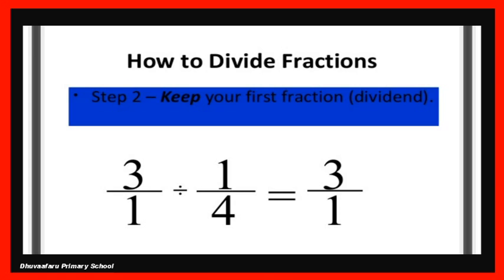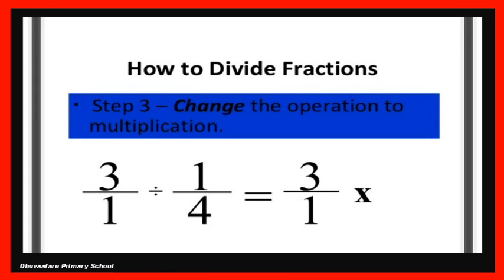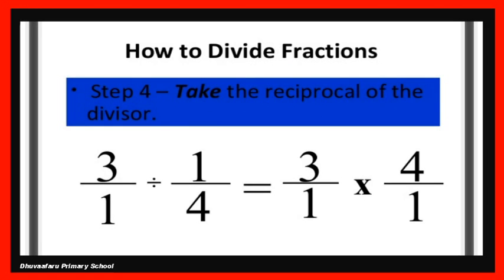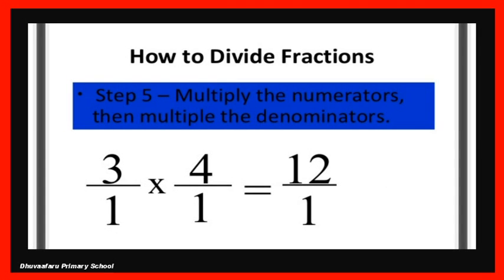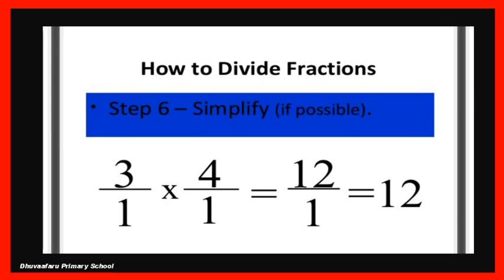So you have to write 3 by 1 first. Second, you have to write the multiplication sign. Third, you have to flip the number and write 1 by 4, which is flipped into 4 by 1. Step 5. Multiply the numerators, then multiply the denominators. 3 by 1 times 4 by 1 is equal to 12 by 1. Step 6. Simplify if possible. So 12 divided by 1 is equal to 12.